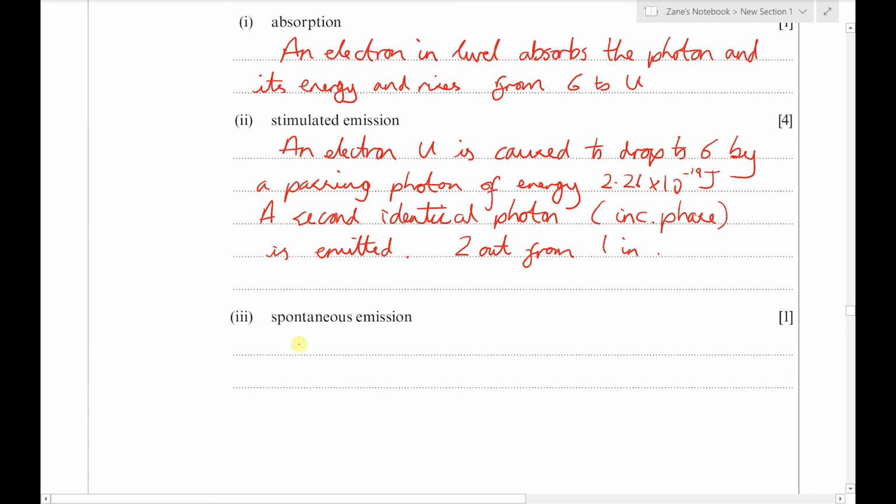Spontaneous emission is an electron dropping from U to G, but with no cause, no stimulus if you like. Nothing actually forces it to drop from U to G, it just sort of drops from U to G randomly. So that should say with no stimulus.